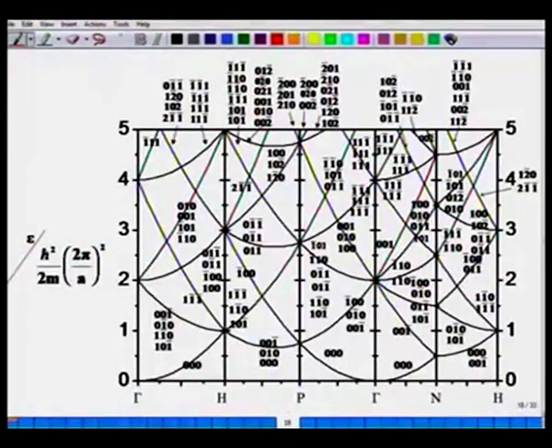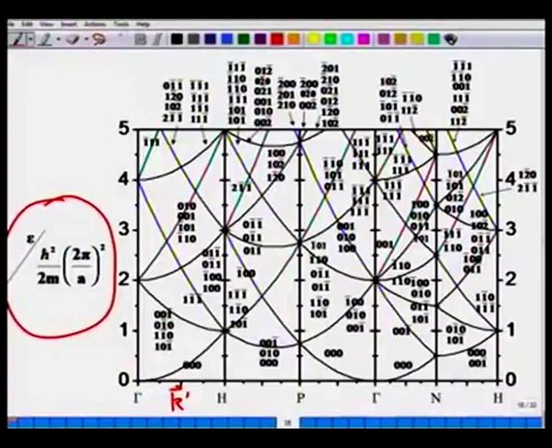So here is a curve. Again I am plotting E versus H square by 2m divided by (2 pi by a) whole squared, versus the k prime vector. Here is the k prime vector that I am plotting. This is the k prime vector going from gamma to H. Of course, you can think of this as the k prime vector, or you can think of alpha going from 0 to 1.